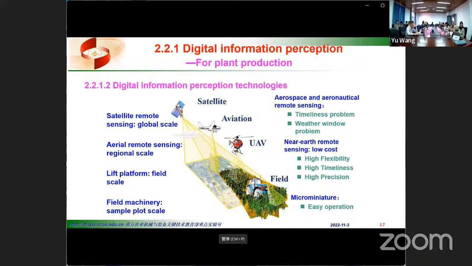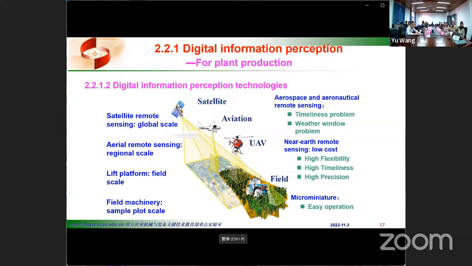For example, if we hope to know the rice plant area of Guangdong province, we can use the satellite image. If we wanted to know the rice growing situation in the farm, we can choose the aircraft image. If we wanted to know the details in the rice farm, we have to use the ground machine image.